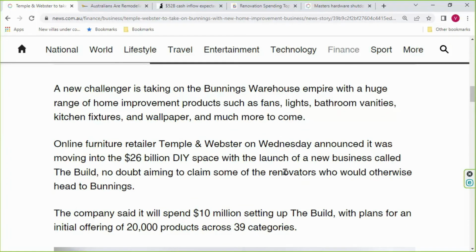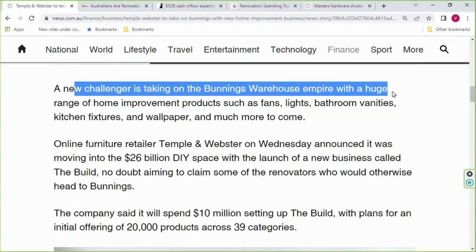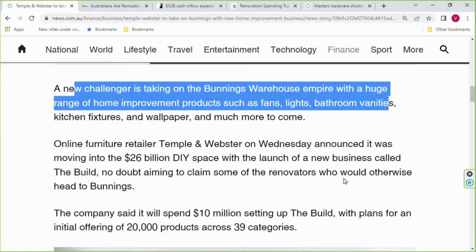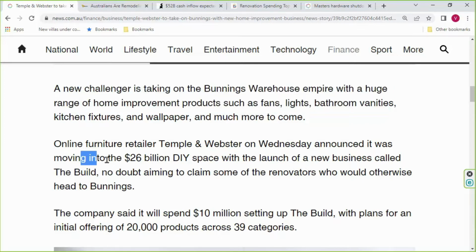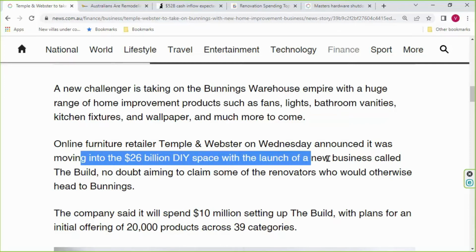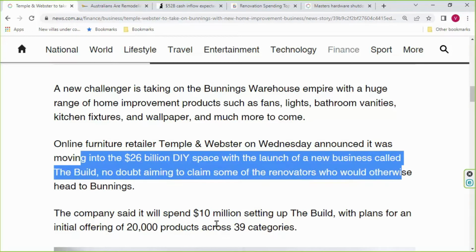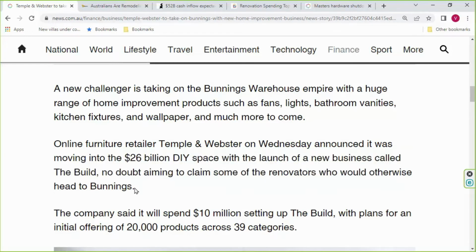Sorry, it's popping up with an ad there, but a new challenger is taking on the Bunnings warehouse empire with a huge range of home improvements products such as fans, lights, bathrooms, bathroom vanities, kitchens, fixtures, and wallpaper, and much more to come. All right, so you can see here, online furniture retailer Temple and Webster on Wednesday announced it was moving into the $26 billion DIY space with the launch of a new business called The Build, no doubt aiming to claim some of the renovators who would otherwise head to Bunnings.